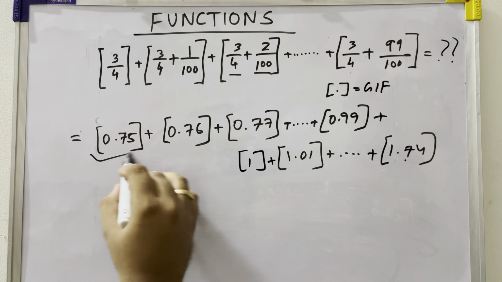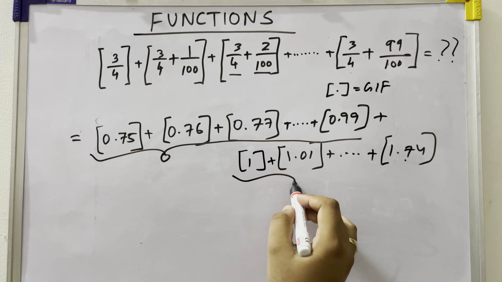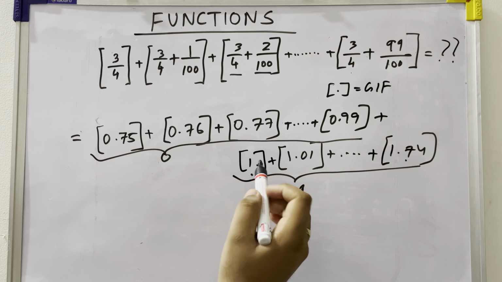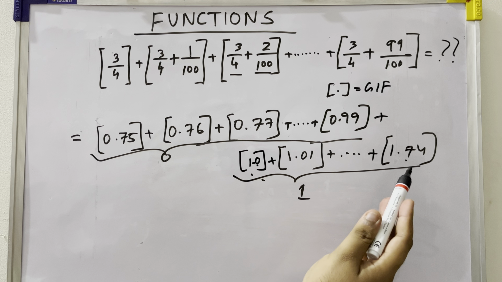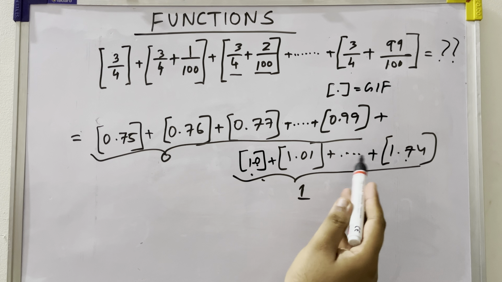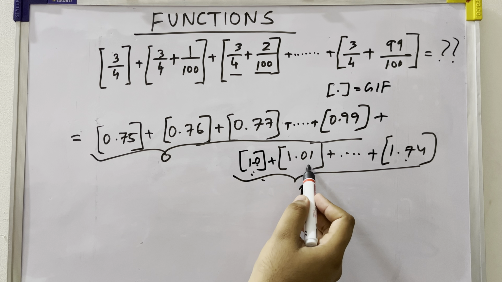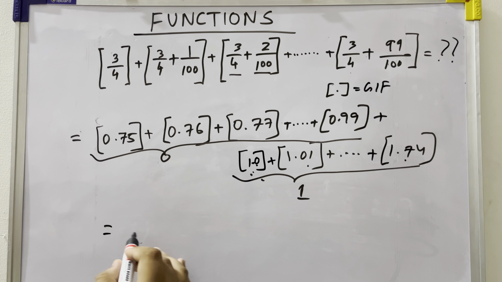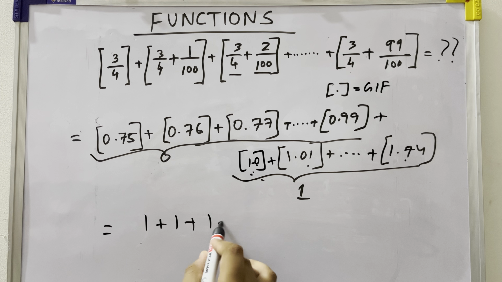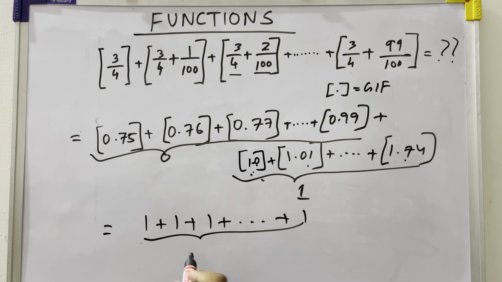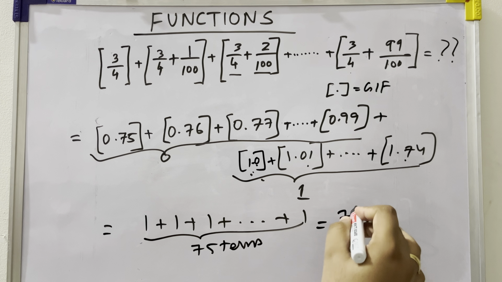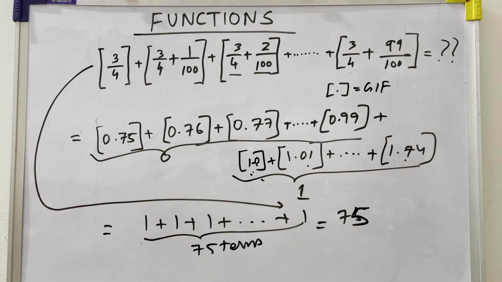Now students, all these terms are how much? 0. And all these terms are how much individually? 1. So from 1.0 till 1.74, how many such terms will you have? You will have 75 terms. This is the first term, second term, third term. So basically 74 is the 75th term. So basically you will have 1 plus 1 plus 1 plus dot plus 1, and how many terms will be there? 75 terms will be there, students. So the answer of this question will be 75.